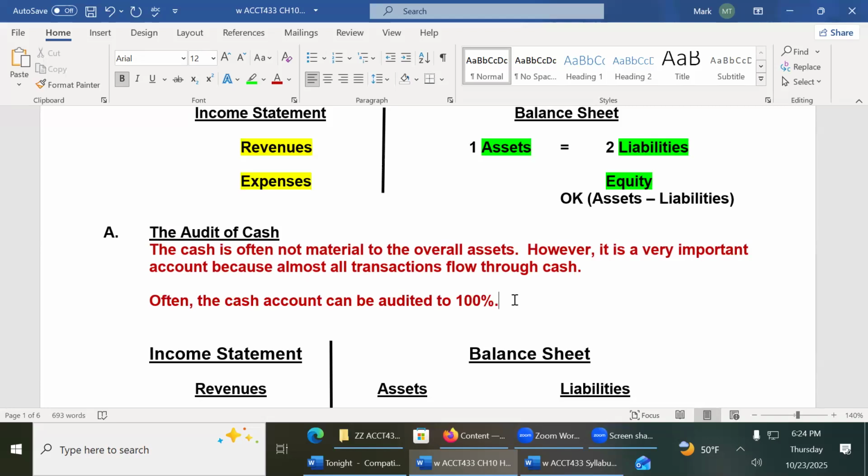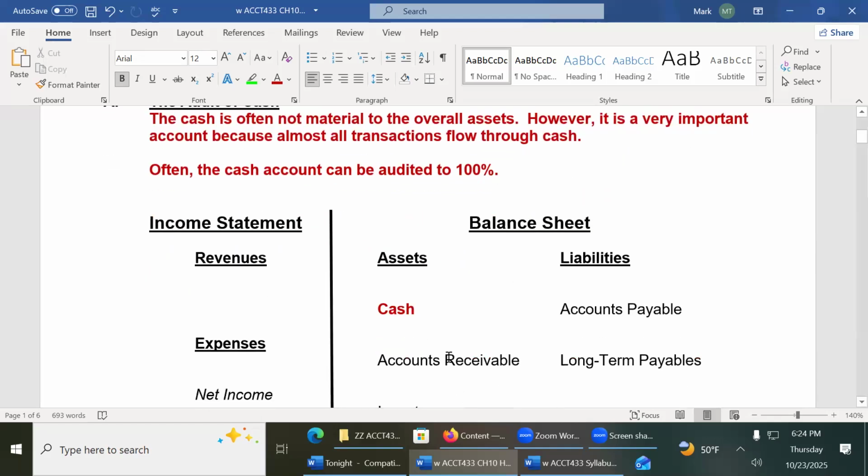Even if they have petty cash, although petty cash is by definition not material, sometimes it might be, even that gets replenished through the bank. They will make a withdrawal. You can follow that to the petty cash, and from the petty cash, you can look at the receipts paid out for the petty cash. You can often audit to 100%. And so here's the beauty of it.